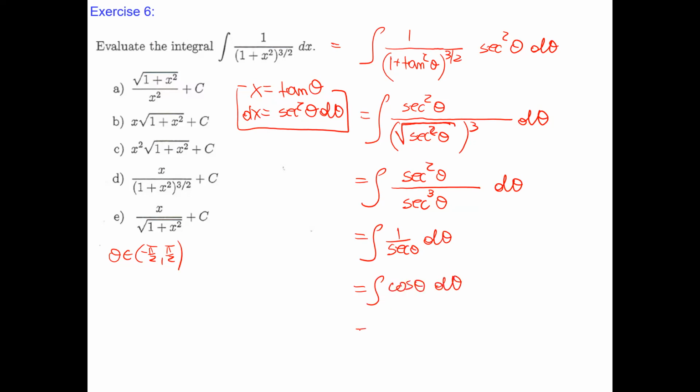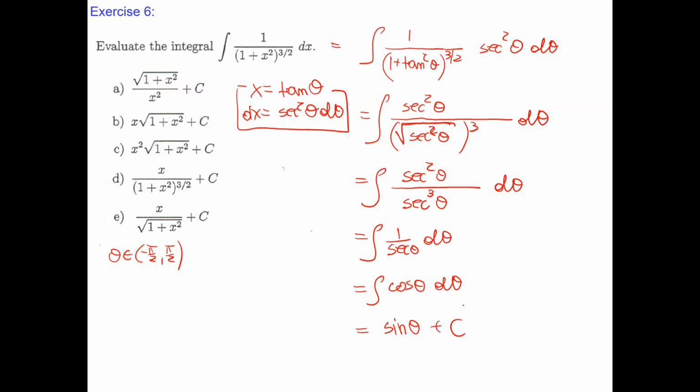So nice. The integral of cosine is actually negative. Am I right? No, I'm not. It's just sine of theta. Yeah, we have to be triple careful, because the derivative of sine is cosine.